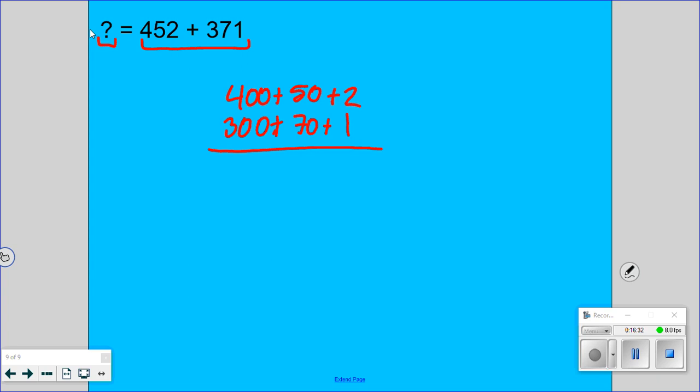I'm gonna start with my ones. 2 ones plus 1 one, Brogan. 3. Would I need to regroup? No, that'll fit there. Alright, I'm moving on to my tens. I've got 50 plus 70.